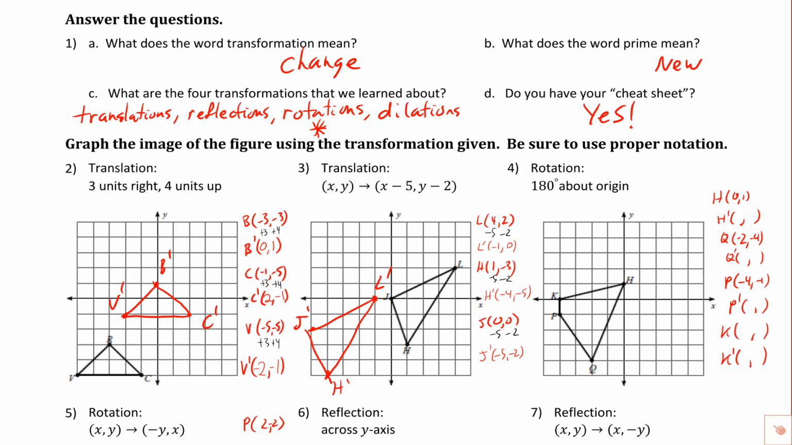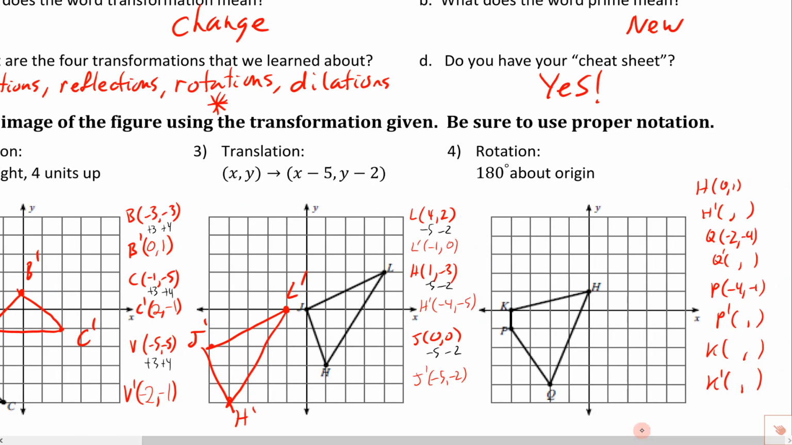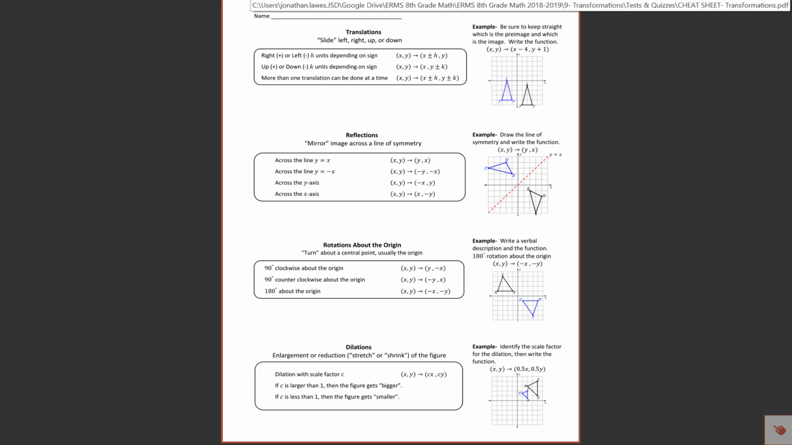Now this rotation over here, I'm going to make this a little bit bigger. This rotation here, rotating about the origin. So let's remember how we rotate about the origin. If you can rotate this about the origin, without writing down these points, that's pretty darn amazing. I'm going to go over here and grab that rotation about the origin.